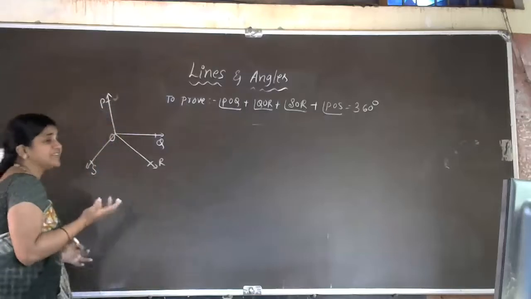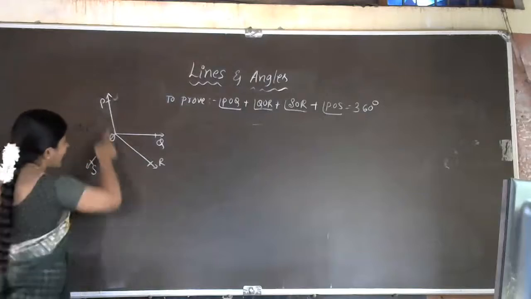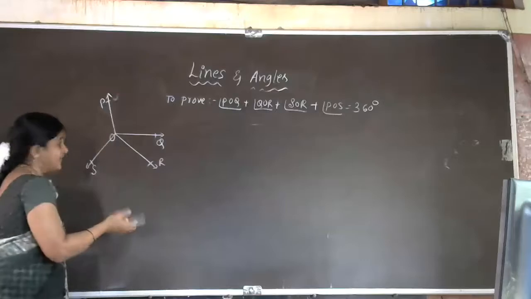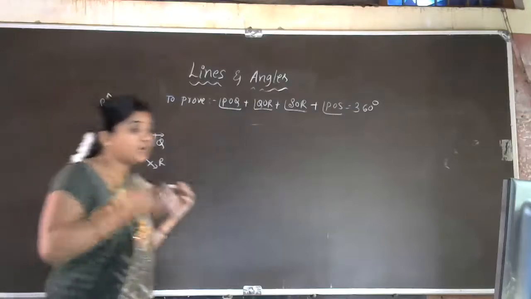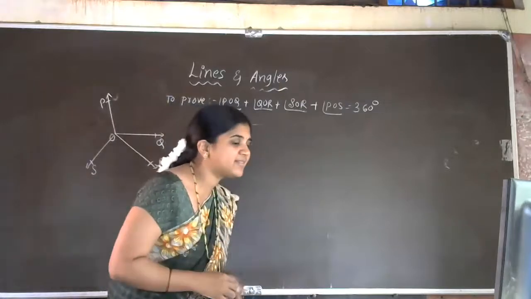We cannot use linear pair because we are not observing any lines here. Are you observing any straight line here? These are the rays, 4 rays given. So, we are not observing any straight line. Then how can we take the linear pair? So then what trick can we apply in this question?